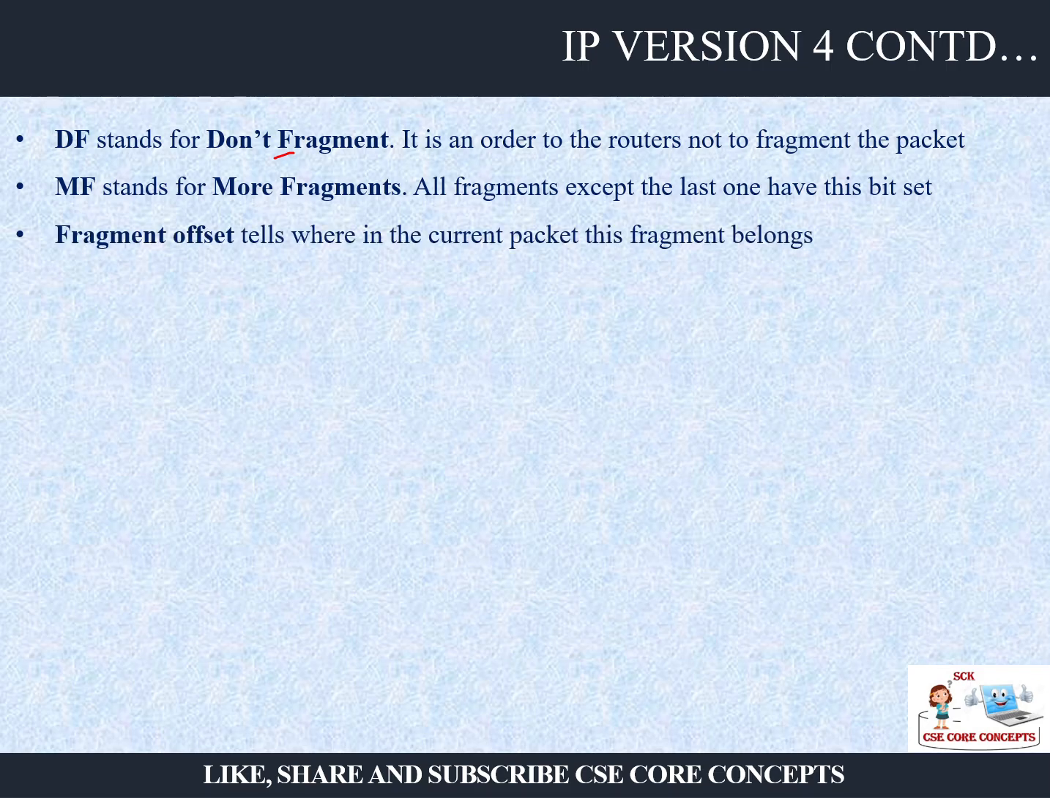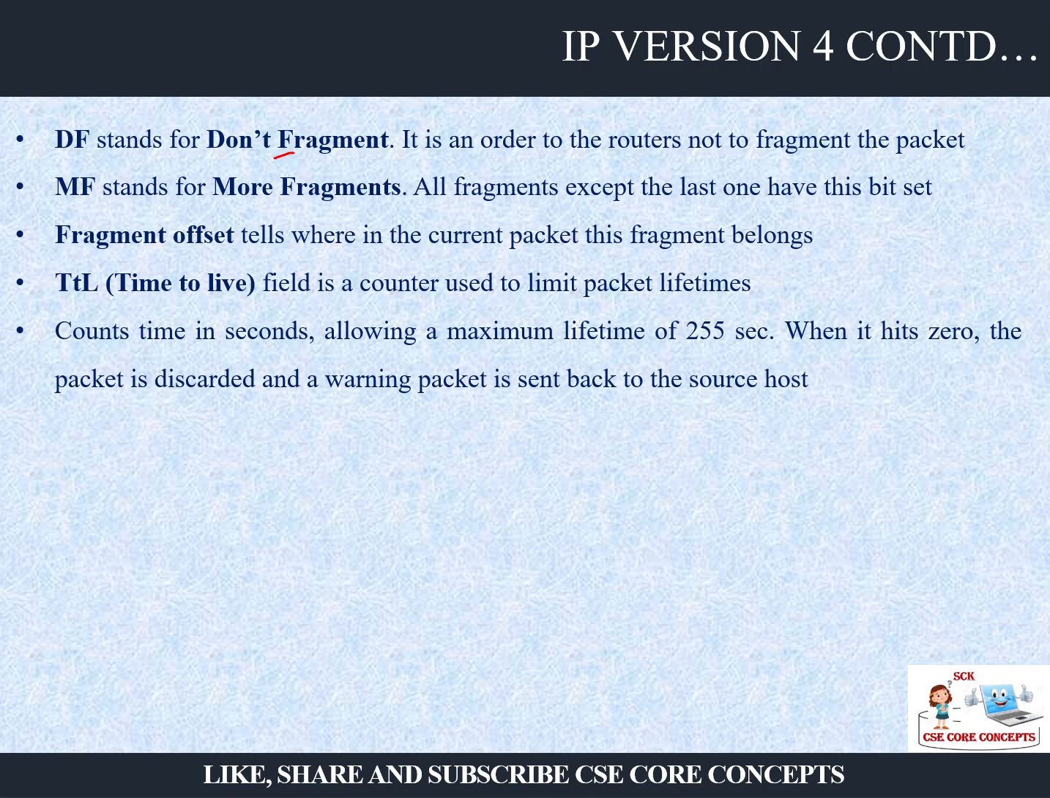Then there is a fragment offset that tells which position the current packet belongs to in this fragment, right? Every packet has a number like 1, 2, 3, 4. So where does it belong? It is the third one, it is the fifth one, which is the position of the packet.